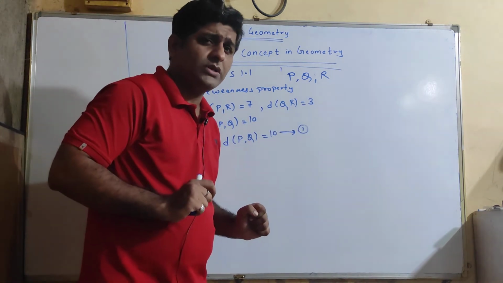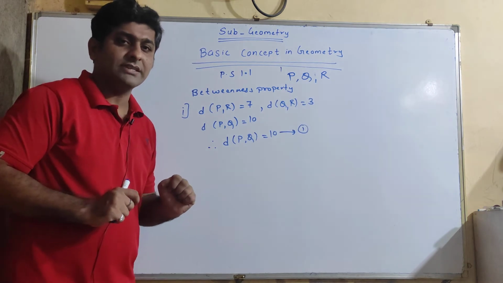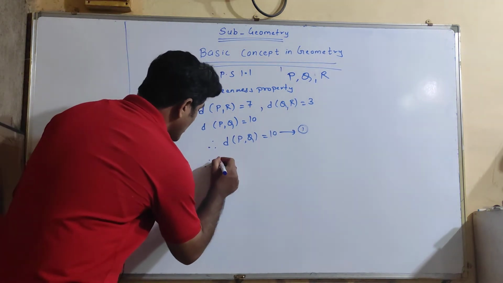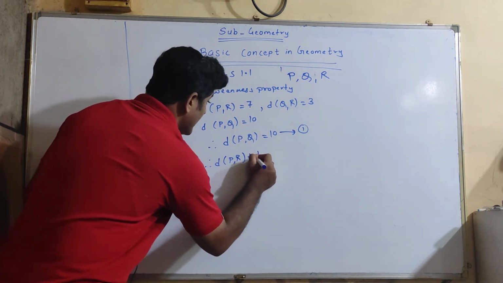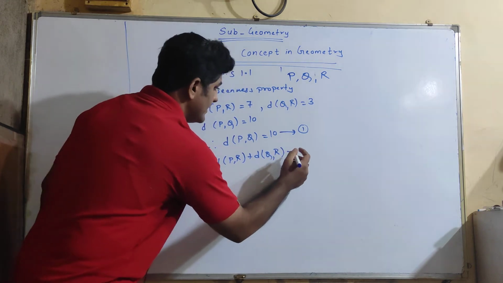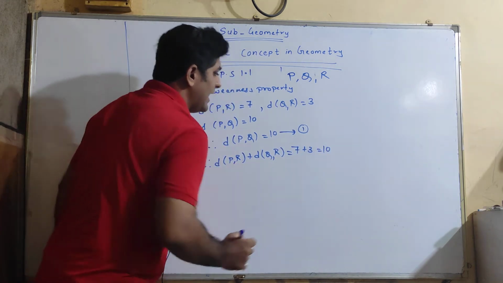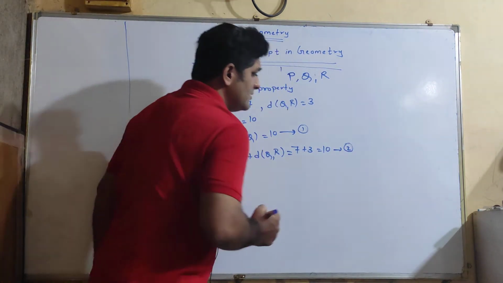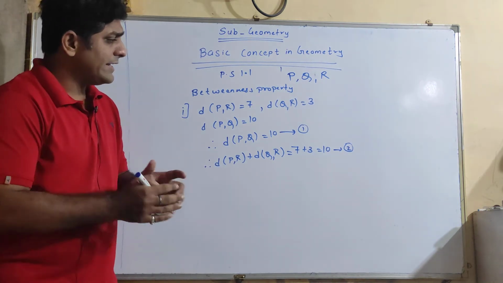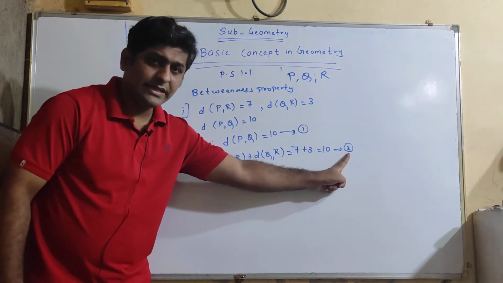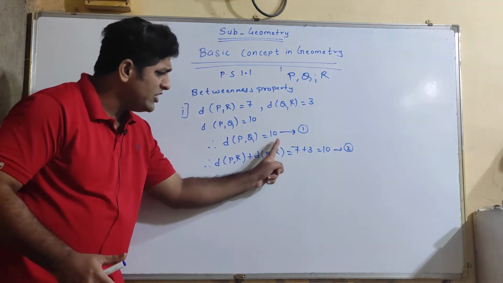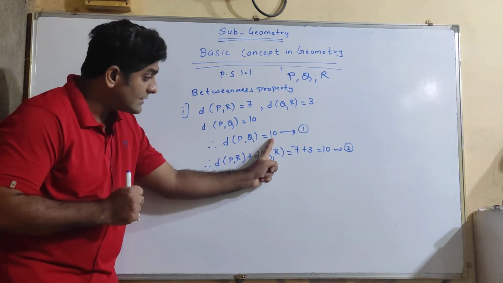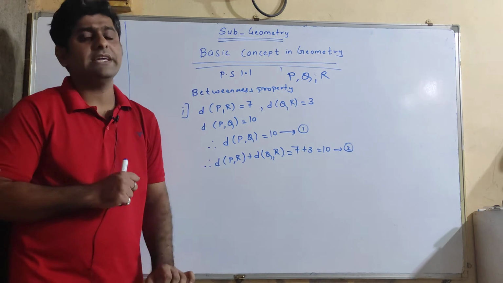Now what am I supposed to do, students? I'm going to add the 2 smaller distances. Let us add over here distance PR plus distance QR. That is 7 plus 3, and if we add, the answer is 10. Let's take this answer as 2. Now compare our statement number 1 and statement number 2 and see whether the value for distance is same or not. What do we observe over here? That the value for distance in both the cases is same.